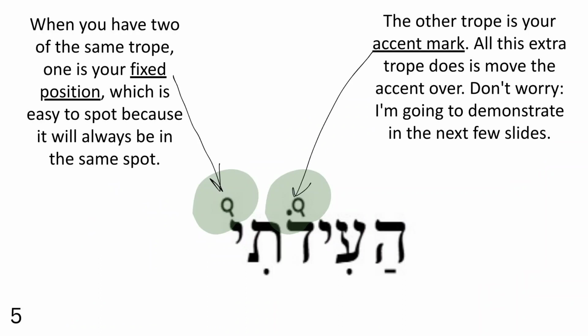When you have two of the same trope, one is your fixed position, which is easy to spot because it will always be in the same spot. In the case of Talisha Kitana, this will again always be at the far left. It's always going to be the little magnifying glass on top of the word pointing left. The other trope is your accent mark. All this extra trope does is move the accent over a bit, which I'm going to demonstrate in the next few slides.